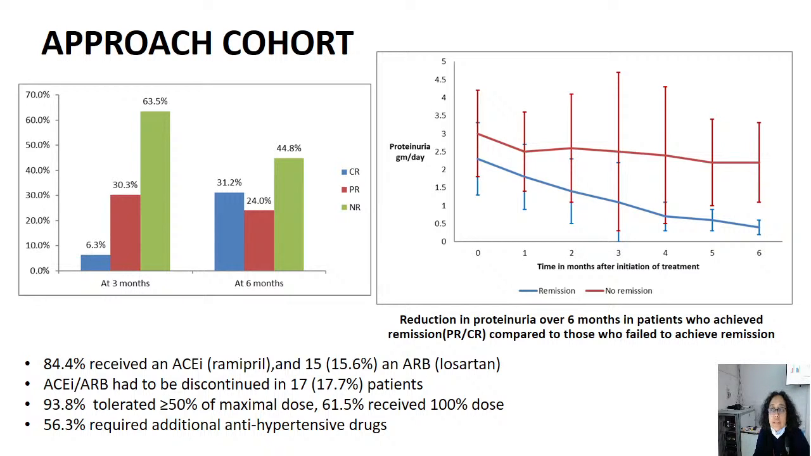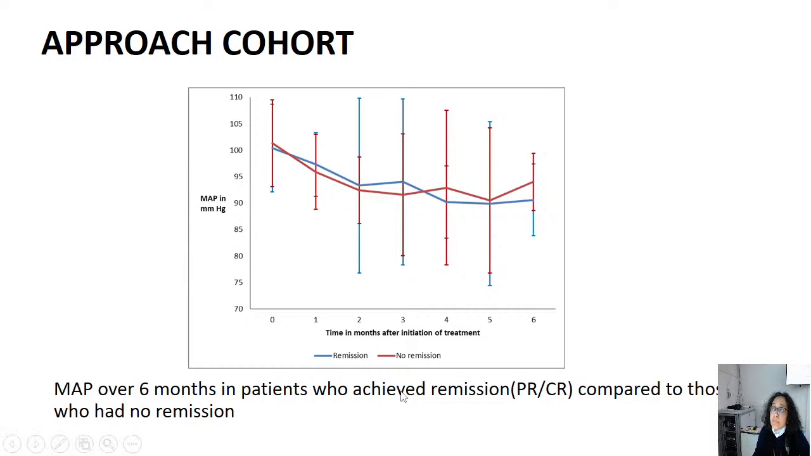17% discontinued ACE inhibitors, mainly because of deterioration of renal function, mostly in patients who had more severe disease at baseline, and some were elderly patients. Overall, it was otherwise well tolerated. The best thing was almost 93% of our patients received at least 50% of the maximal dose, and 60% received 100% of the dose. The blood pressure control was similar in both the groups, whether they achieved remission or they did not. So we cannot say the difference was because of control of hypertension, but it was mainly because of the RAS blockade.